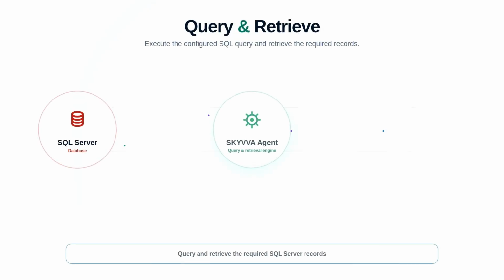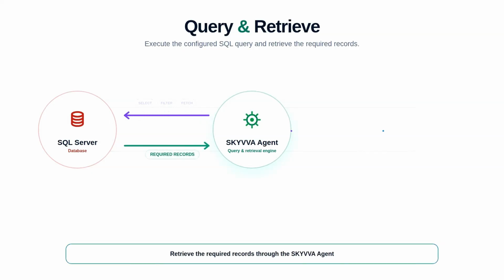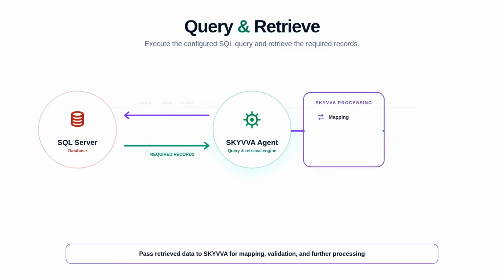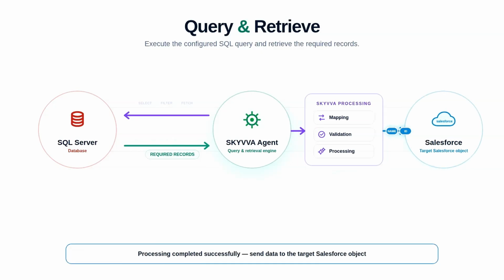Query and retrieve. During the query and retrieve process, the SKYVVA agent executes the configured SQL query against the SQL Server database and retrieves the required records. The retrieved data is then passed to SKYVVA for mapping, validation, and further processing. Once processing is completed successfully, the data is sent to the target Salesforce object.